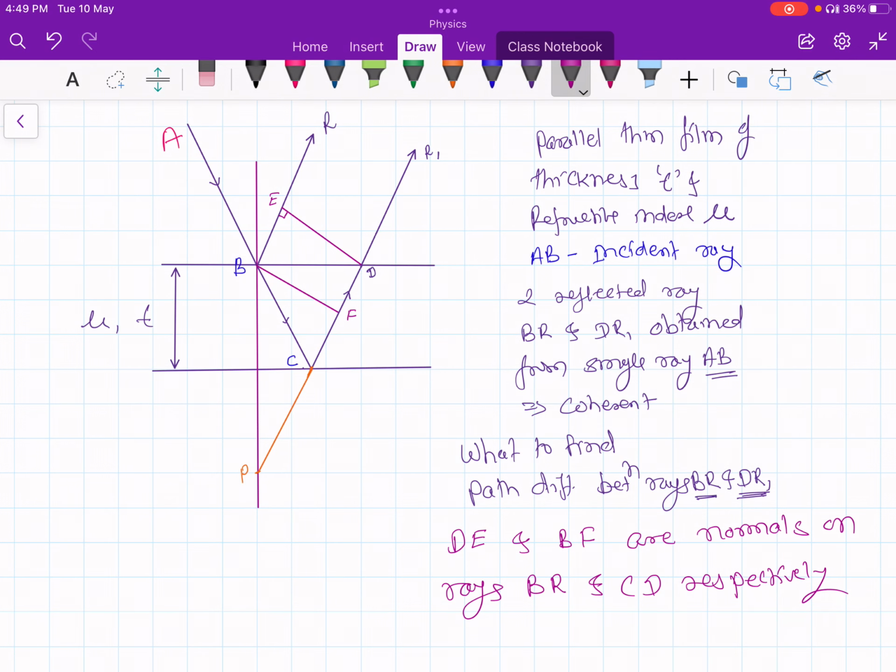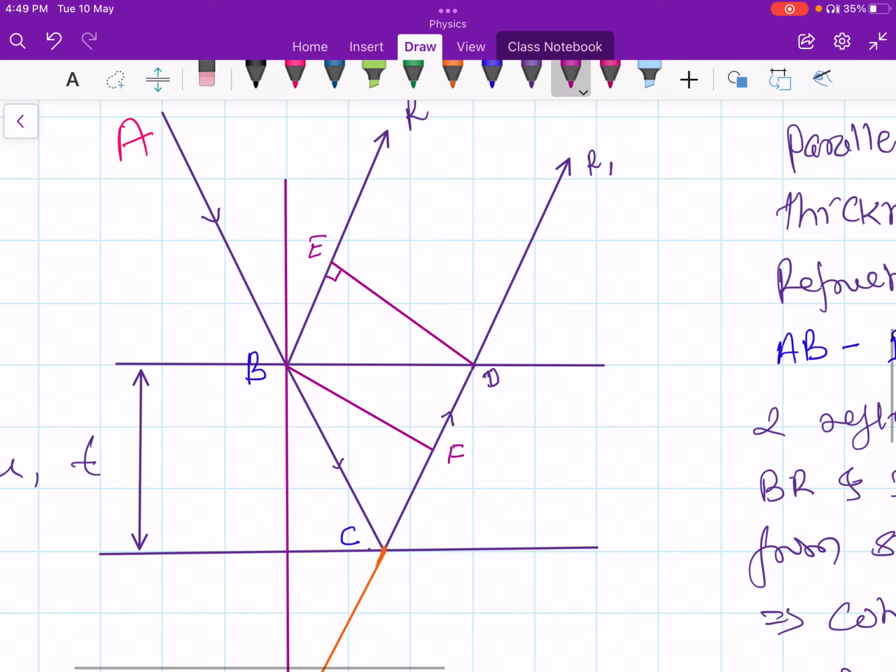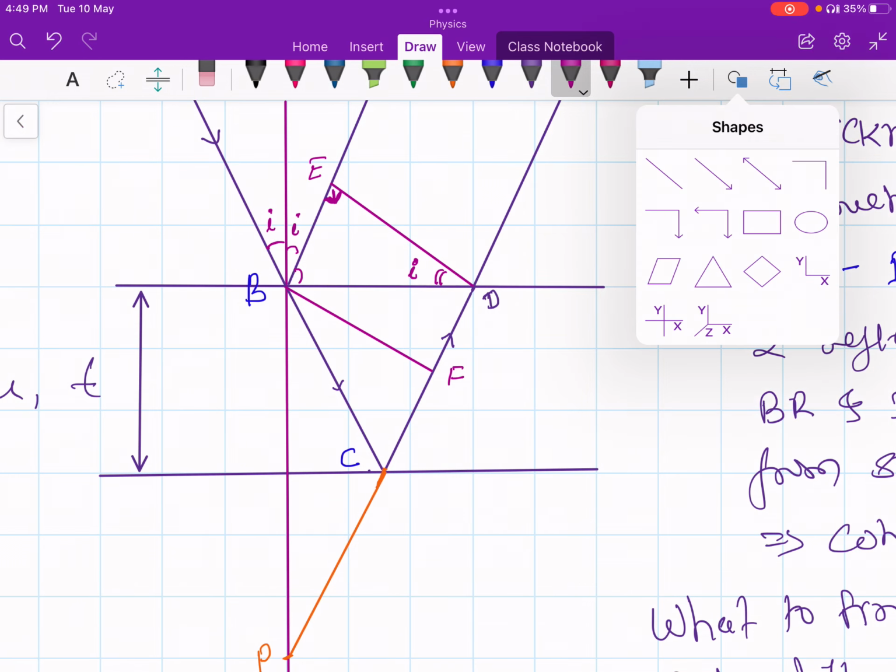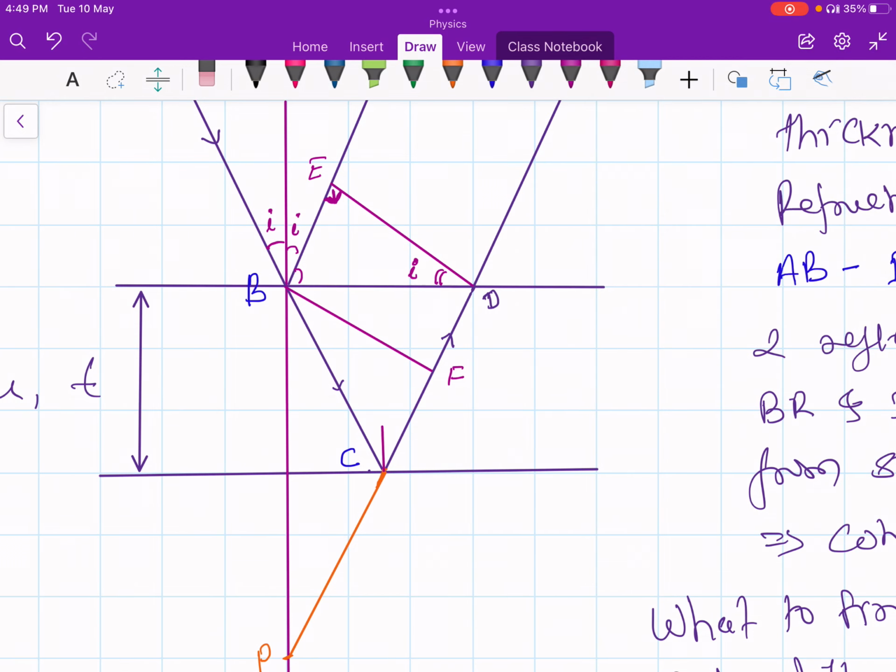Then let's find what would be the different angles. Here this is the incidence angle, this is also I, this one is 90 over here, this is 90, and so this one is 90 minus I, and hence this angle is equal to I. And if I draw one normal over here at point C, then this angle is also R and this angle is also R. If I draw one more normal at point D, then this angle is also equal to R.